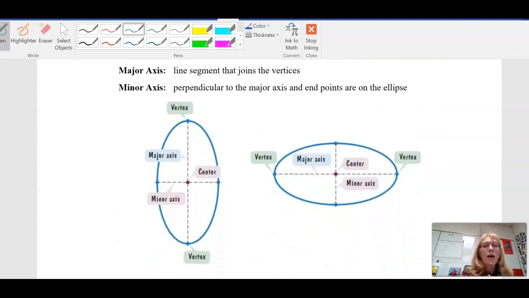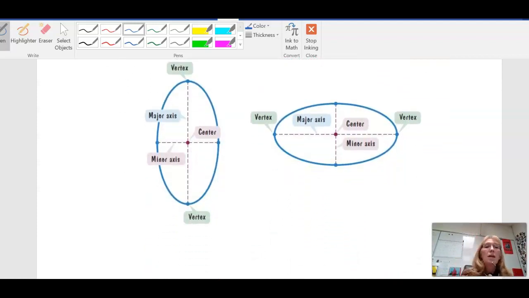So when we do the vertex, the major axis is always the longest one. So if the longest one is on the y, then your ellipse is oblong this direction. And if your major axis is on the x, then it's oblong this direction. You still have your minor axes here. That's why you have 4 of those, with the center, and then the foci are always on the major axis.